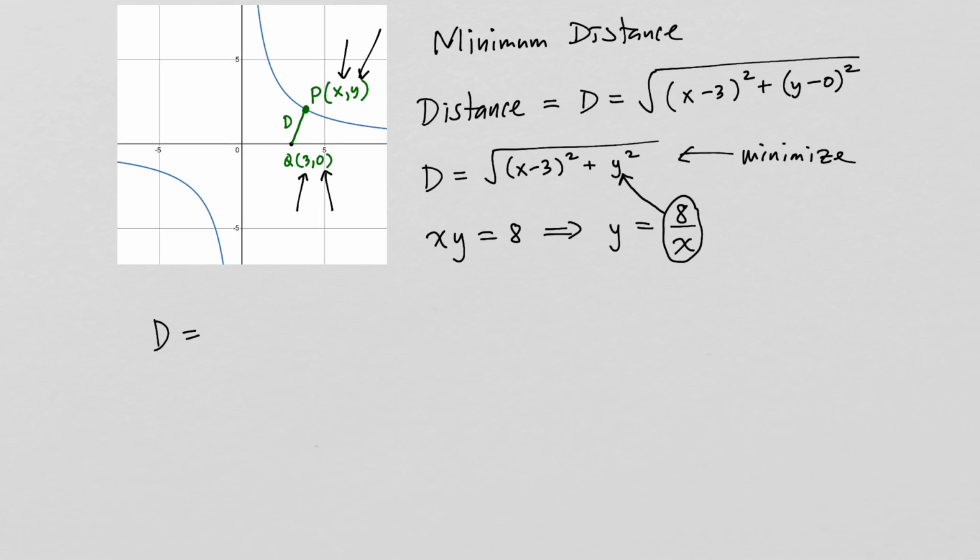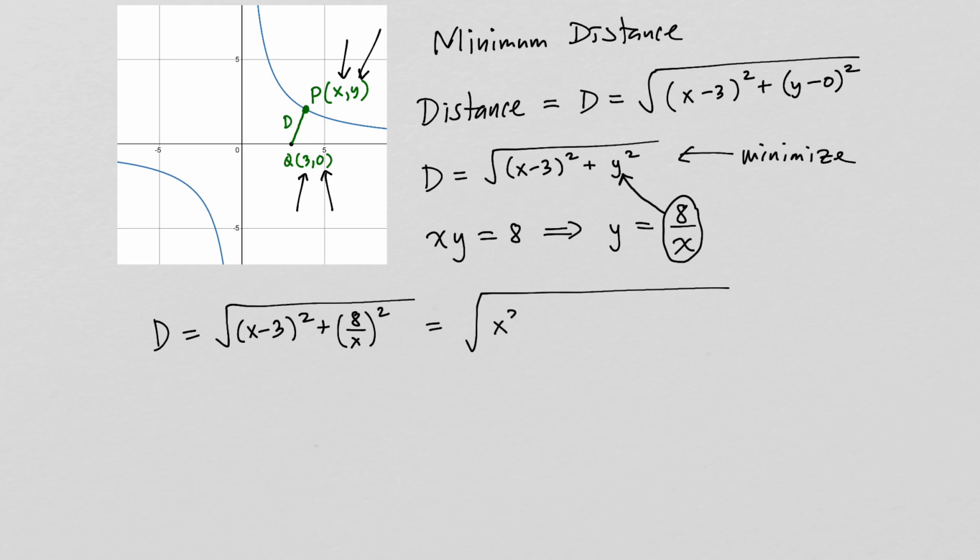And now our distance becomes the square root of x minus 3 squared plus 8 divided by x, quantity squared. And if you multiply this out, you get the square root of x squared minus 6x plus 9 plus 64 divided by x squared. So this is the function that we are now trying to minimize. But we have a cool technique that we can use here.